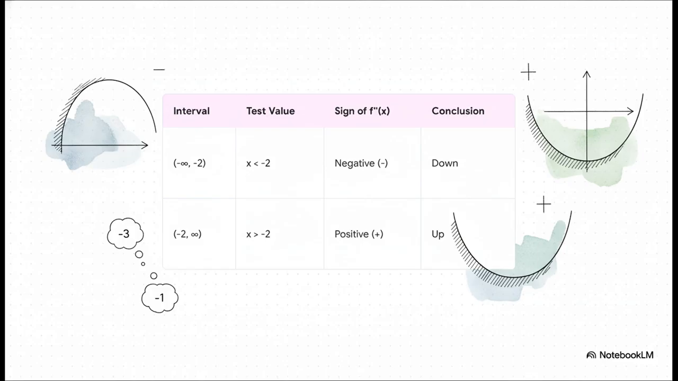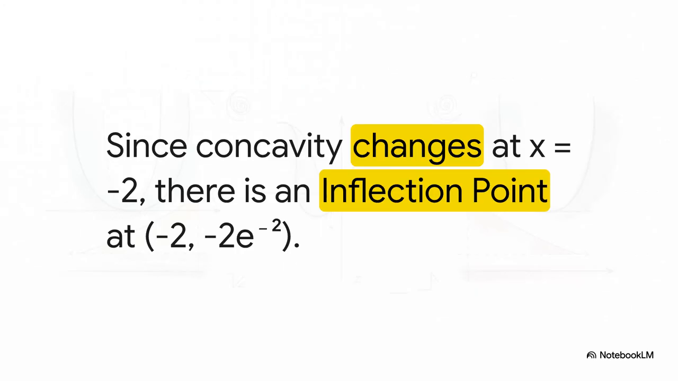Now for the other side, let's pick, say, negative 1. Plug that in. 2 plus negative 1 is positive 1. So f double prime is positive, and the graph is concave up. And there you have it. Because we see that clear switch at x equals negative 2 from concave down to concave up, we can officially say we found an inflection point.